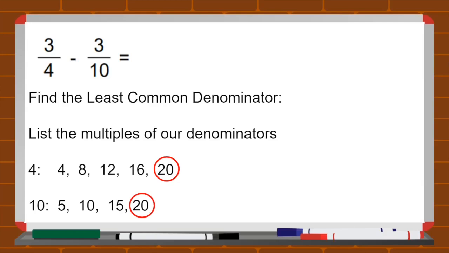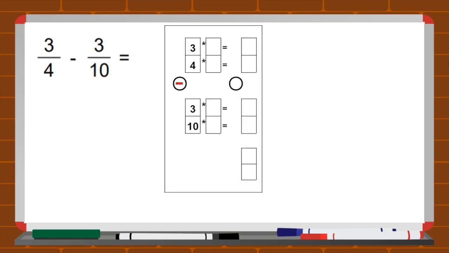We could have chosen 40, but that is not the least common denominator, and I would have needed to simplify my answer. We now fill in our denominator. How did we get from 4 to 20? We multiplied by 5. How did I get from 10 to 20? I multiplied by 2. We fill in our numerators.